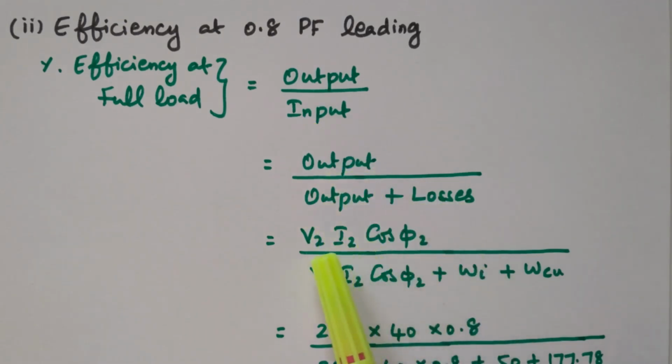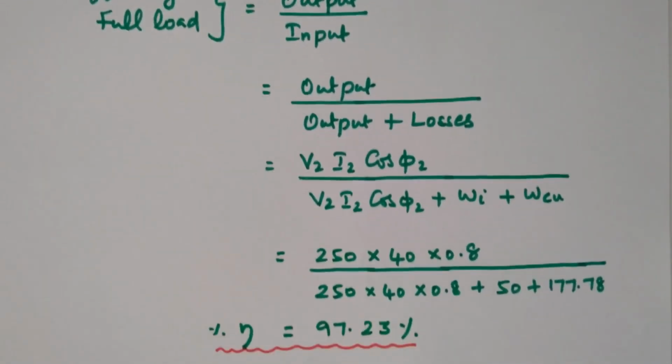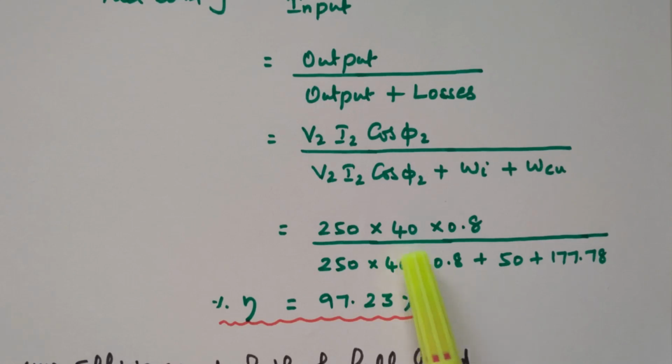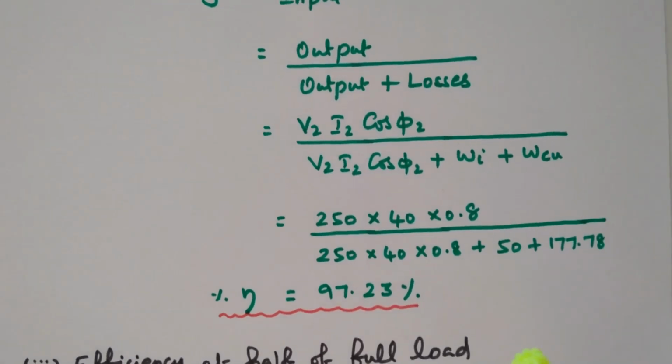So the output is nothing but V2 I2 cos phi 2, divided by output V2 I2 cos phi 2 plus the losses. The losses are nothing but iron loss and copper loss. So this question we are discussing for full load, the iron loss plus copper loss. All these values are available. So V2 is 250, I2 we just now calculated 40, into power factor 0.8 which is given in the question itself. So 250 into 40 into 0.8, and this is 50 watts, which is nothing but iron loss. So the no load power is nothing but the iron loss.